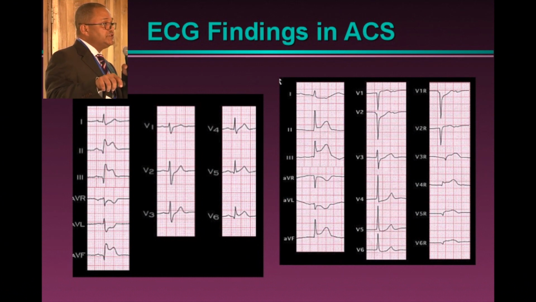If you look, you'll see ST elevations in leads 2, lead 3, AVF. Those are the inferior leads. That tells you this is an inferior wall infarction. All right, in this case, 2, 3, AVF. And then you have ST depressions in the lateral leads, which are called reciprocal changes.